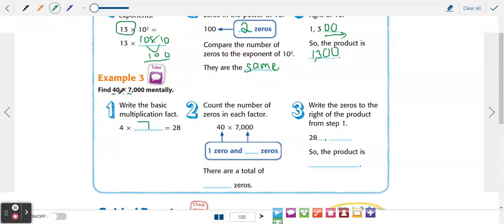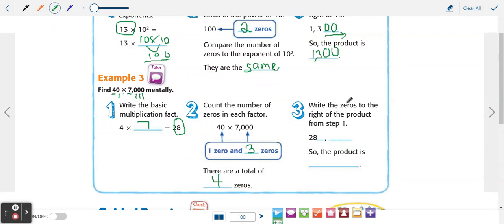now all we have to do is count the zeros. 1, 2, 3, 4. So I write my 28 down. There are 4 zeros. Oh, sorry. 1 zero here, 3 zeros there, or 4 total. 1 zero in 40 and 3 zeros in 7,000 for a total of 4 zeros.